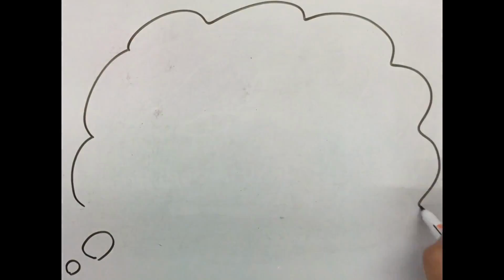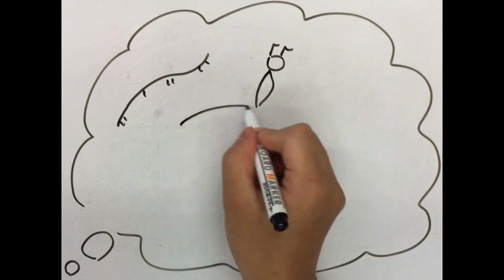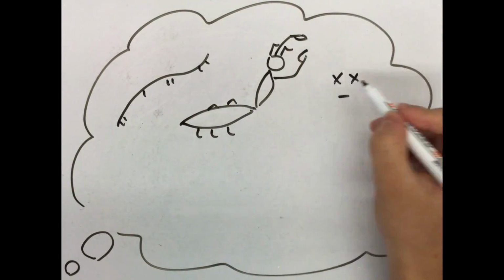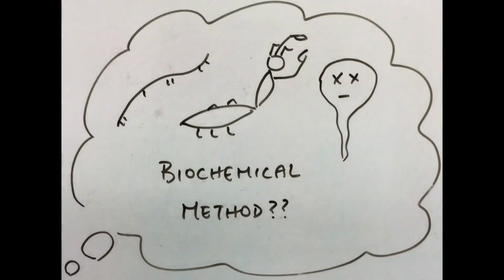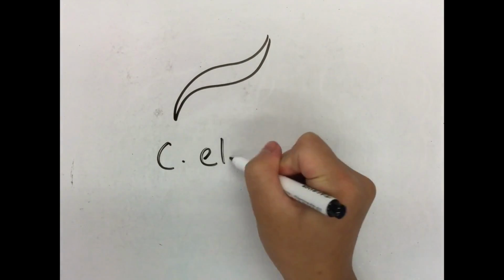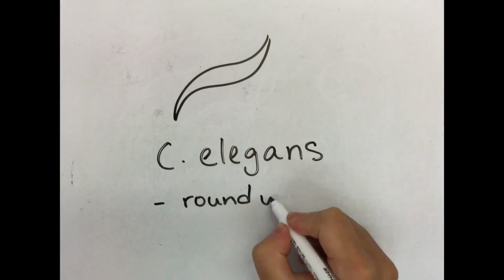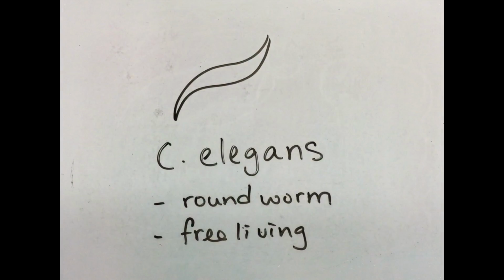We wondered, if the horsehair worm could infect a mantis and control its behavior, could we do the same by biochemical methods too? We decided to try out this idea on the worm C. elegans. It's a kind of free-living round worm. It's easy to handle, and the cost of maintenance is relatively low.